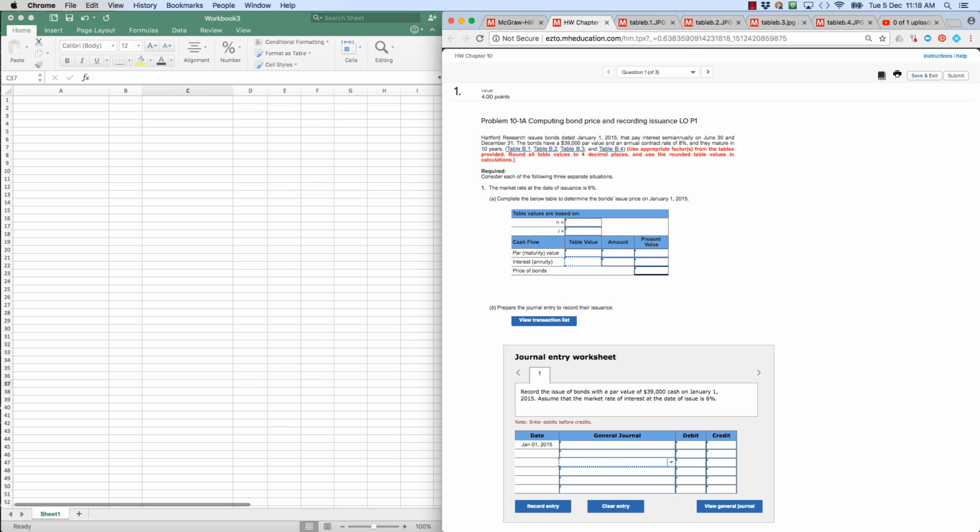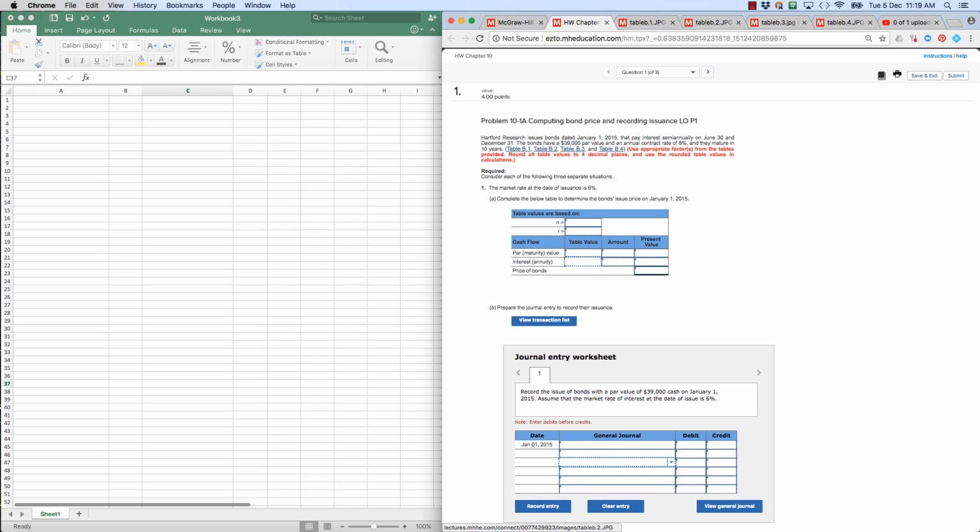Hartford Research issues bonds dated January 1st, 2015 that pay interest semi-annually on June 30th and December 31st. So the semi-annual bit is what's important. The bonds have $39,000 par value, that's also important, and an annual contract rate of 8%, that's also important. They mature in 10 years, that's also important.